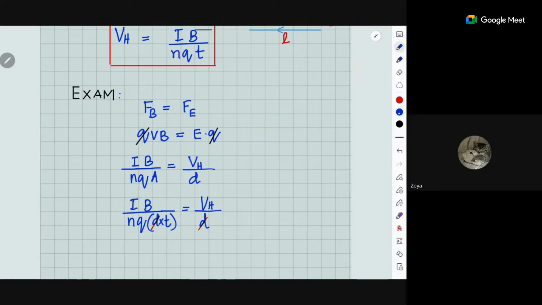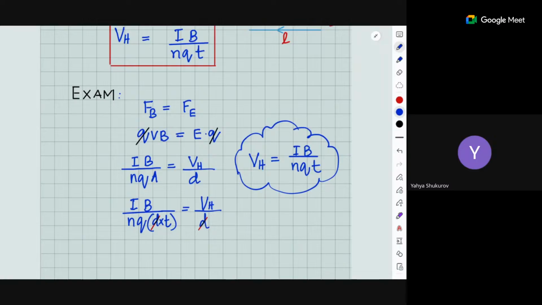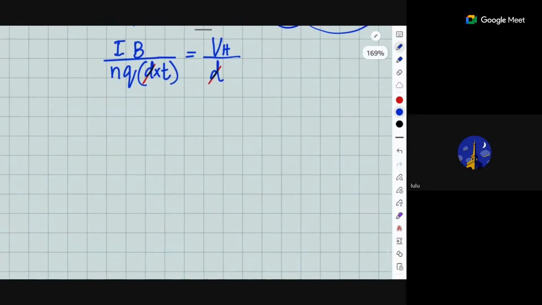Is it clear to everyone? So this is your exam derivation, because I'm just explaining to you. That is why I have put more details. So here you have shown this equation, that yes, V_Hall is equal to I B divided by n q t. Any confusion or anything which is not clear to you from my side? Yes. No, sir. Is it clear to everyone? Okay.